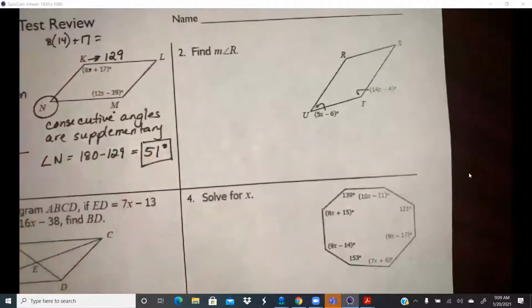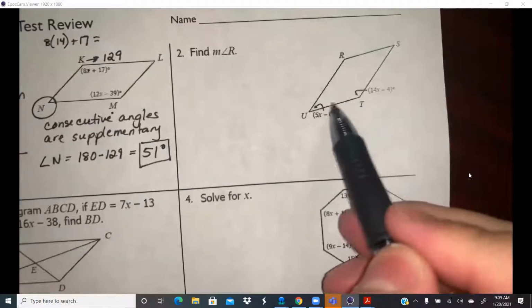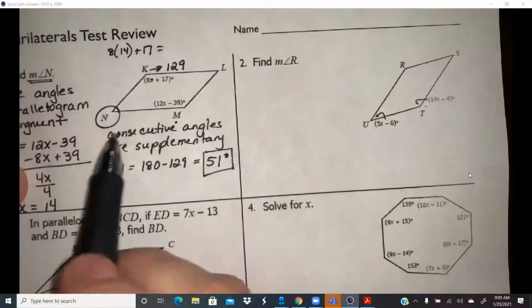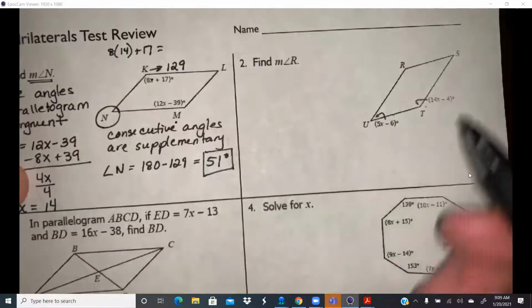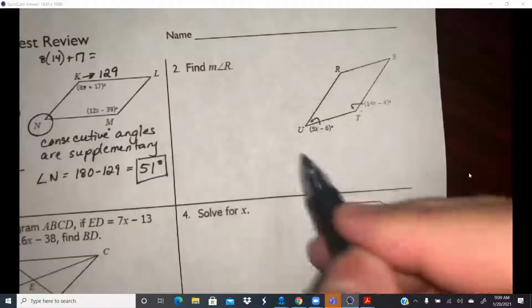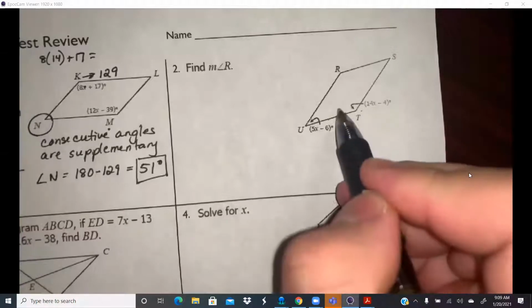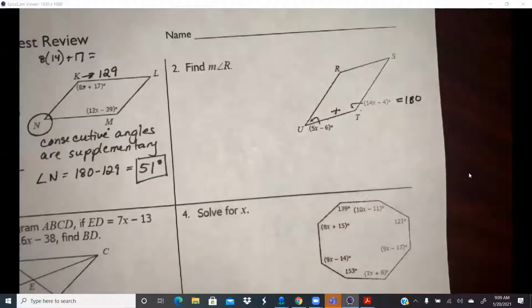All right, let's look at number 2. Again, more things that we have to remember about parallelograms. You'll notice we have consecutive angles right there, angles that are right next to each other. And just like what I said earlier, consecutive angles side by side are supplementary. So this one, I'm going to set up the equation a little bit differently, because if I have consecutive angles and they're supplementary, these two are going to add together and equal 180 degrees, right? So that's what I'm going to do.